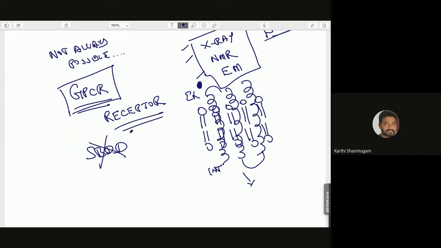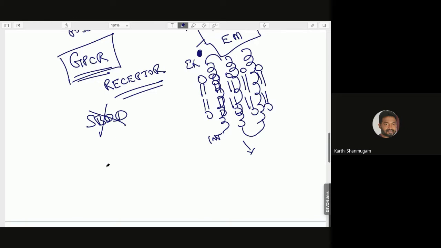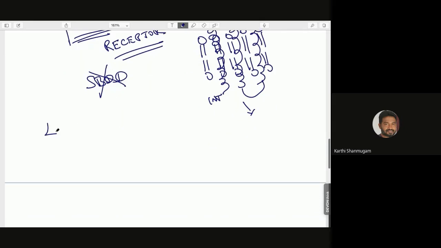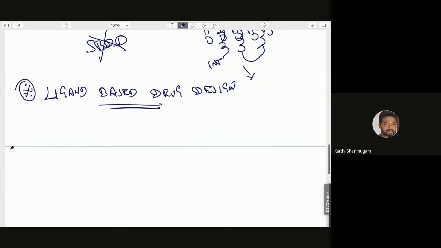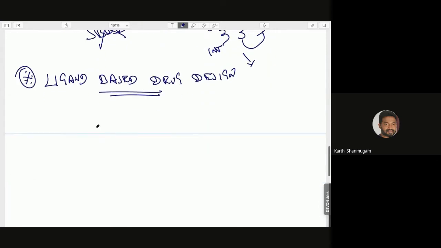So what is the alternate method? The alternate method is what is called ligand based drug design. In case we are not able to determine the 3D structure of the drug target, there's an alternate method in computer aided drug design called ligand based drug design. So what do we do normally in ligand based drug design?